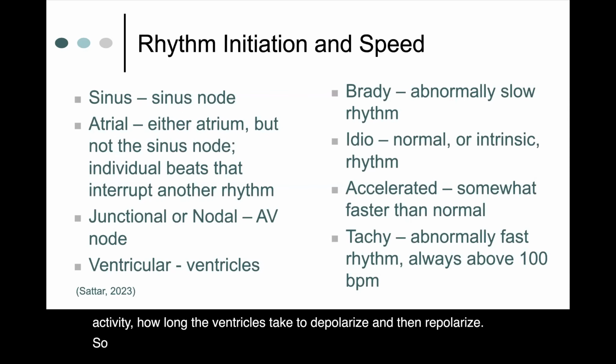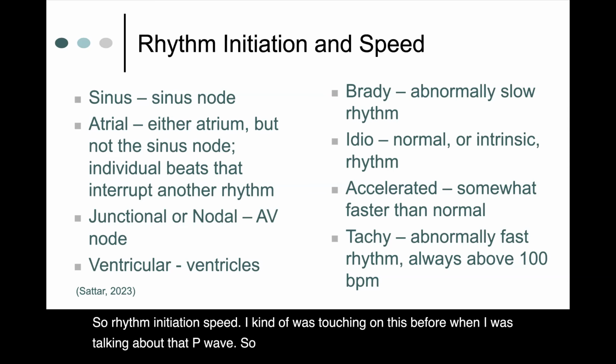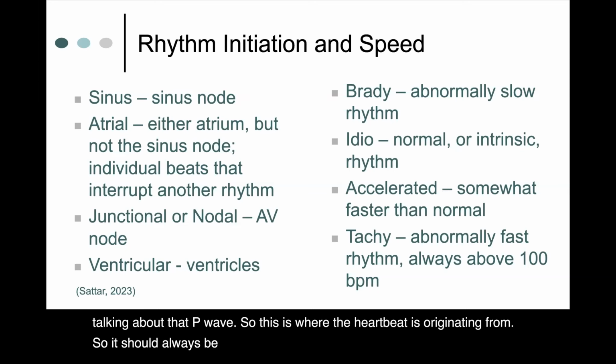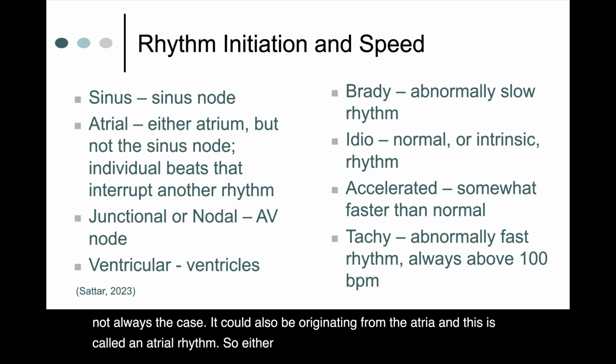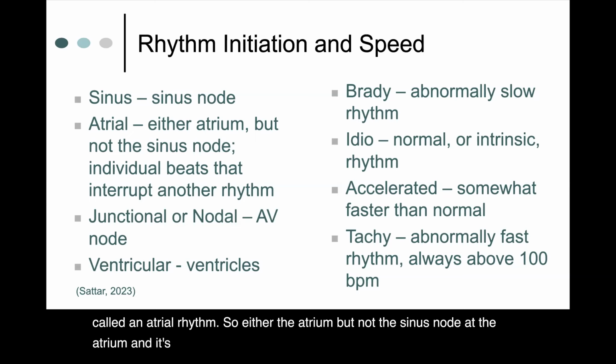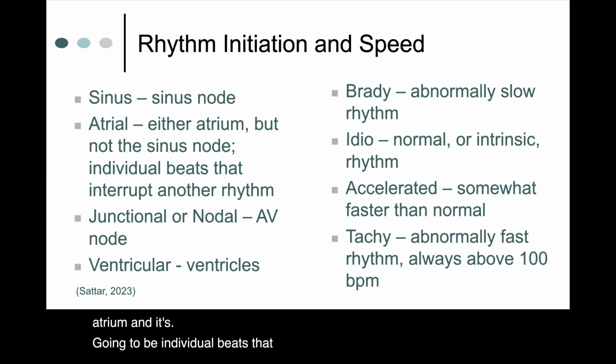So rhythm initiation site, I was touching on this before when I was talking about that P wave. So this is where the heartbeat is originating from. So it should always be originating from the sinus node, but sometimes that is not always the case. It could also be originating from the atria. This is called an atrial rhythm. So either the atrium, but not the sinus node of the atrium. And it's going to be individual beats that may interrupt another rhythm.